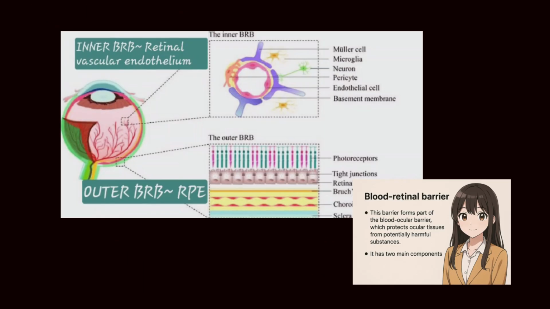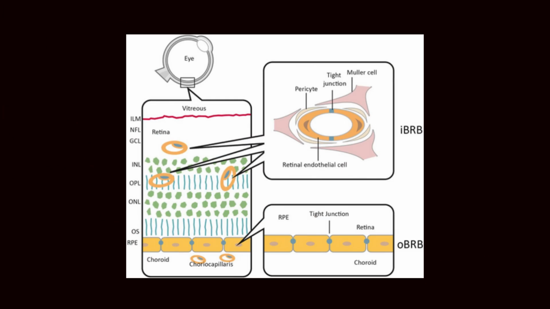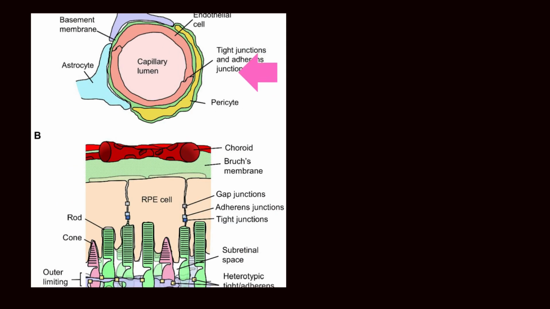Now we move to the blood-retinal barrier. This barrier forms part of the blood-ocular barrier, which protects ocular tissues from potentially harmful substances. It has 2 main components.